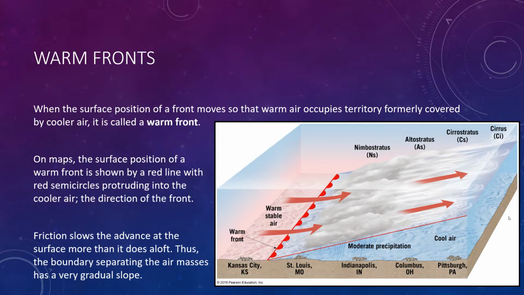So in other words, there's a lot of friction at the surface, so the front moves more slowly at the surface than it does up high where there's no friction. So the front actually is angled upward at a very shallow angle.